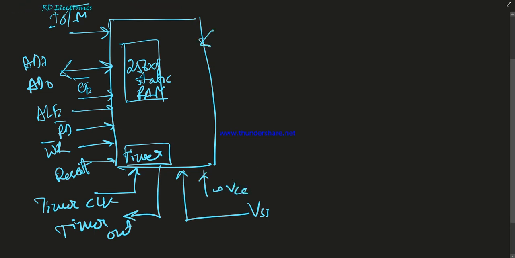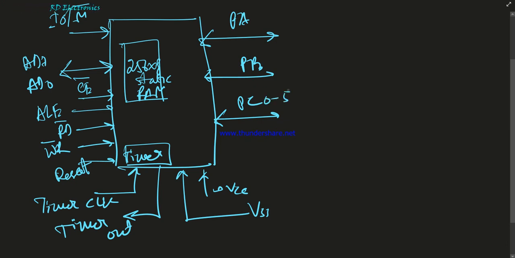Now port A is available, which is a bidirectional port, and port B is available. This is similar to the 8255 chip. Port C has pins C0 to C5, port B has 0 to 7, and port A has 8 bits. So this is the block diagram of the 8155. The 8155 is a 40-pin dual inline package, because each side has 20 pins.